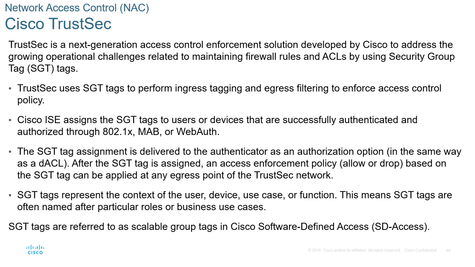Again, the tag can be applied either to the ingress port of a TrustSec network or an egress port. Ingress or egress, it doesn't really matter if it's coming or going, but you can tag them as it enters or leaves our network. The SGT tags represent the context of the user, the device, the use case, or function. Basically, that means the tags are often named after particular roles or business use cases. Tags are referred to as scalable group tags in our SD-Access. So essentially, we're tagging our groups.